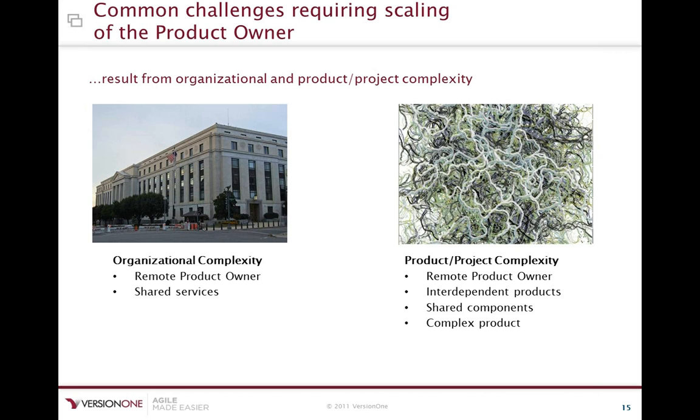Over on the right side, we have product and project complexity. Remote product owner is in there again, but that shouldn't be in there. That's actually just a typo, so forget remote product owner there. But the three we're going to look at that fall into that category are interdependent products, shared components, and where we simply have a complex product.